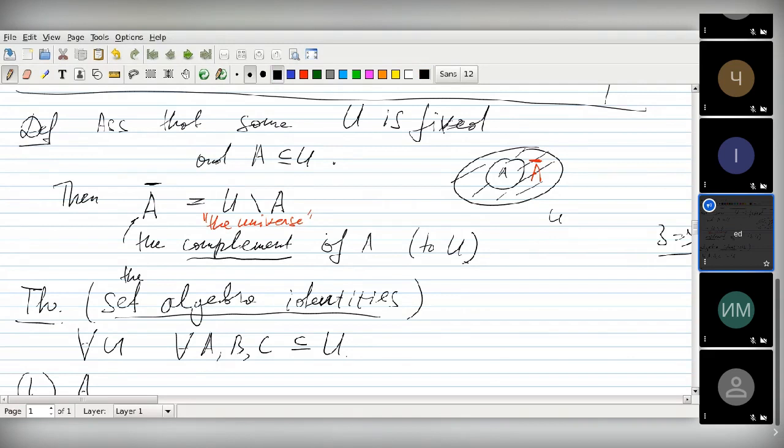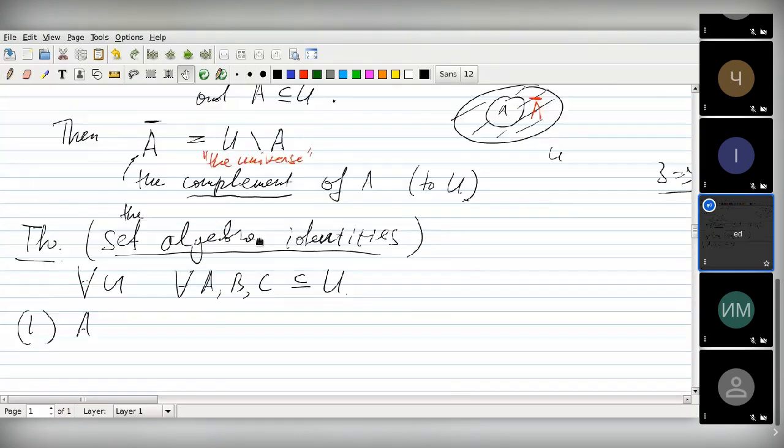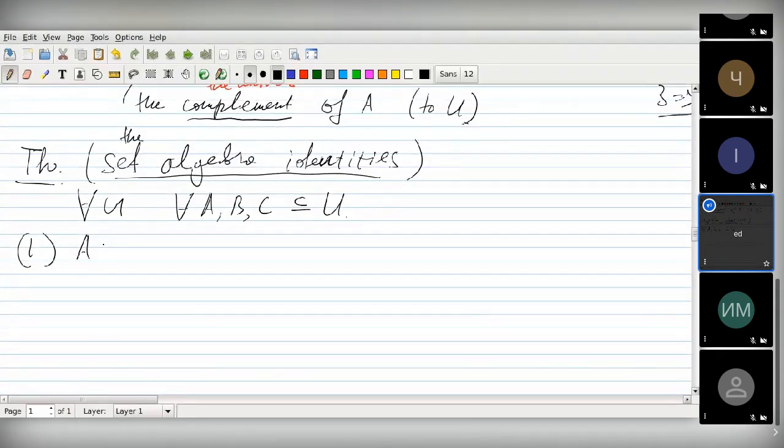So every set you want to consider this time is a subset of that U. Like in a situation when you want to study subsets of natural numbers and U is just the set of all natural numbers. So our theorem says the following. A intersected by B equals B intersected by A. The same for the unions. So these operations are commutative. You may change the order of operands.